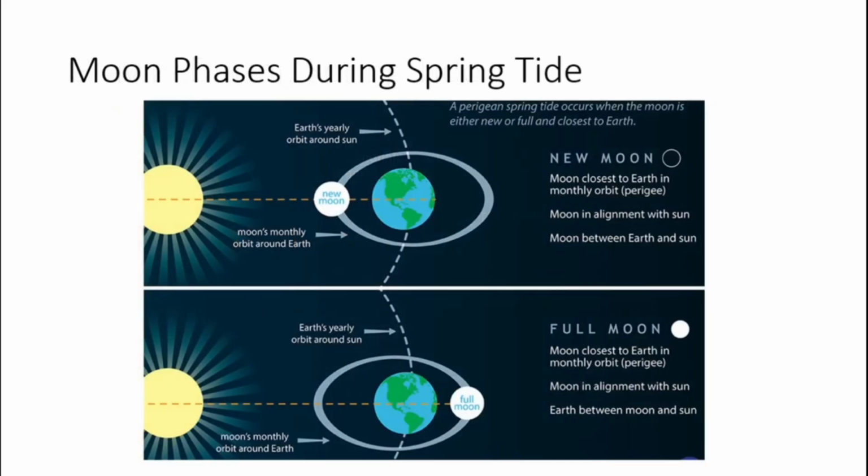As we heard, spring tides happen during full moon and new moon. During new moon, the side of the moon facing the earth will be dark, and during full moon, the side of the moon facing the earth will be lit. This is an easy way to identify when it's spring tide.